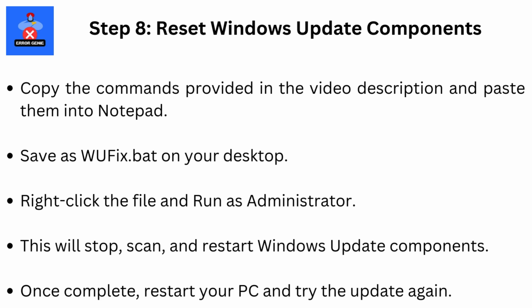Step 8. Reset Windows Update Components. Copy the commands provided in the video description and paste them into Notepad. Save as wufix.bat on your desktop. Right-click the file and run as administrator. This will stop, scan, and restart Windows Update Components. Once complete, restart your PC and try the update again.